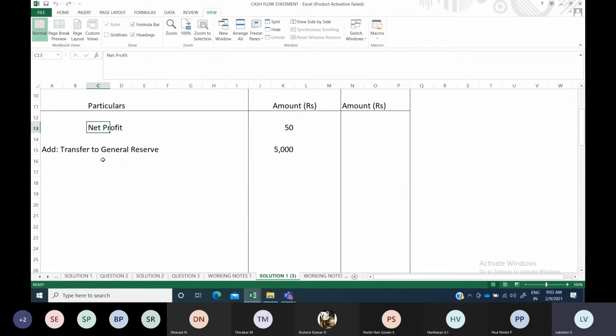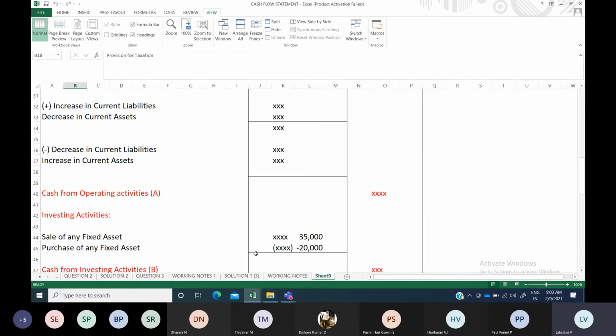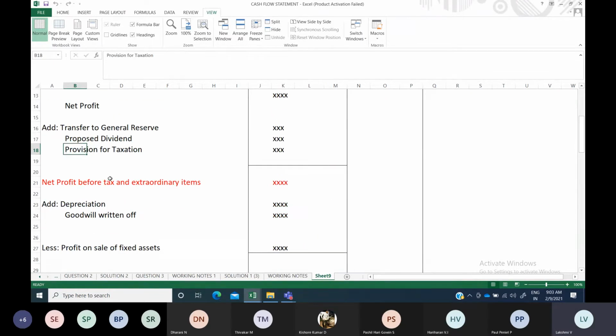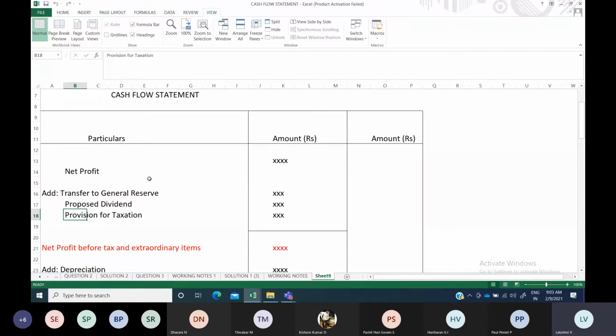So the first item will be your net profit, and with that, if you have any transfer to general reserve, proposed dividend, anything you are going to provide, and the provision for tax, anything if it is there, you'll be adding all those things, and you'll be finding out net profit before tax and extraordinary items. So this is the general format.